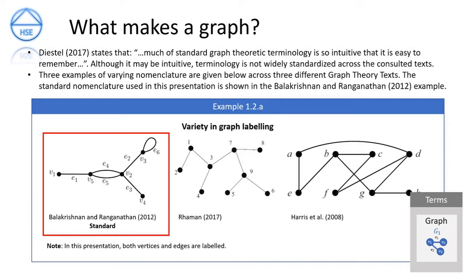Three examples of varying nomenclature are given below in example 1.2a that show the variety of graph labeling across 3 different graph theory texts. The standard nomenclature used in this presentation is shown in the Balakrishnan and Ranganathan 2012 example, but a range of other texts use this nomenclature as well, such as EP 2011 for example. Note that although some texts don't use this nomenclature, I highly doubt that the authors are ignorant to it. In some circumstances, the A, B, C, D and E approach is easier to digest than the protein-rich alphabet soup of universal labeling that's presented here, in which every vertex and edge in a graph is labeled. G for graph.